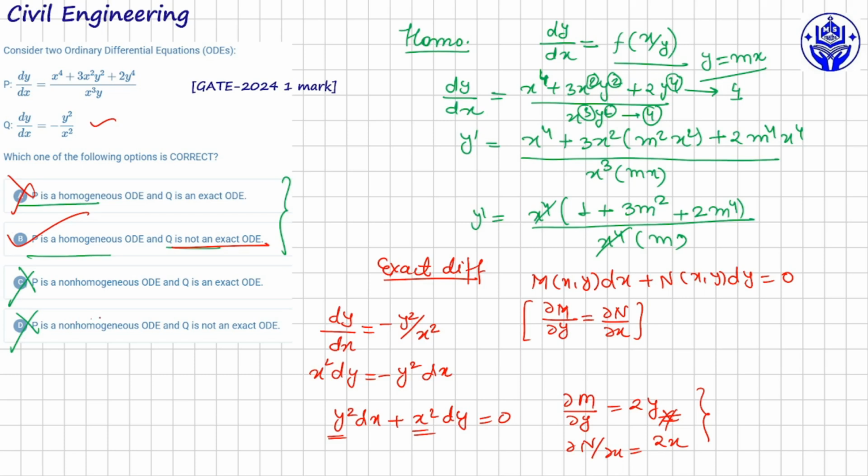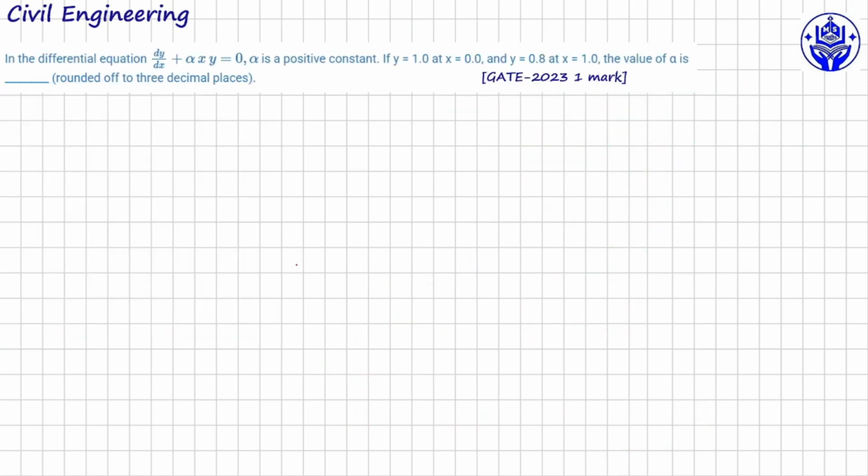Okay, next one. The next one is a differential equation which is a first order linear differential equation. Alpha is a positive constant. If y equals 1 at x equals 0, and y equals 0.8 at x equals 1, then what is the value of alpha?